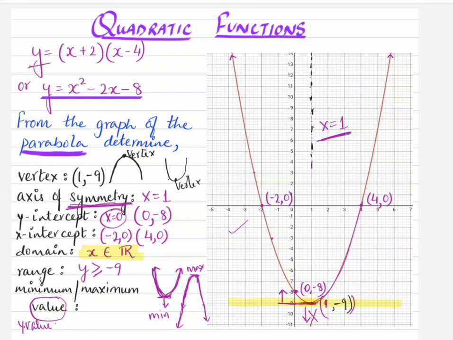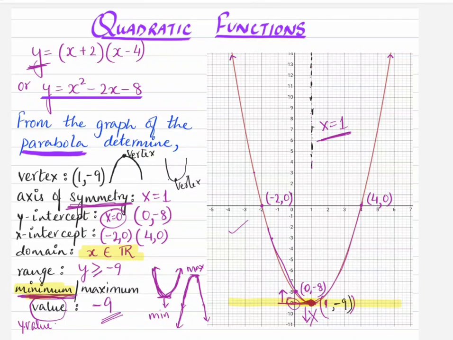Why is that? Because that is the function. Y is equal to something. So they are asking for the y value of that quadratic function, right? So in our example, the lowest that the parabola can go is -9, right? So our minimum value in this case is -9, right? And there is no maximum value because this curve can go as high as it wants, right? I hope this makes sense.